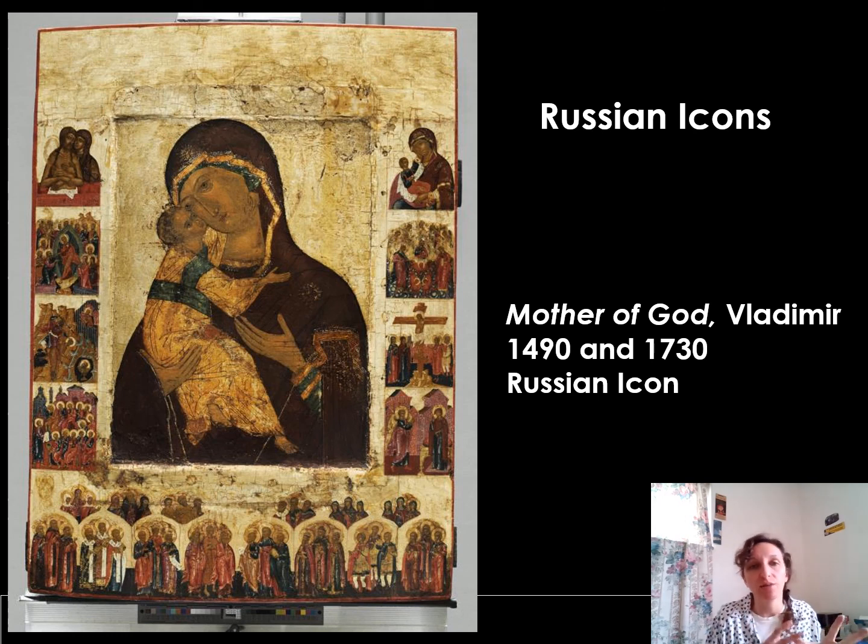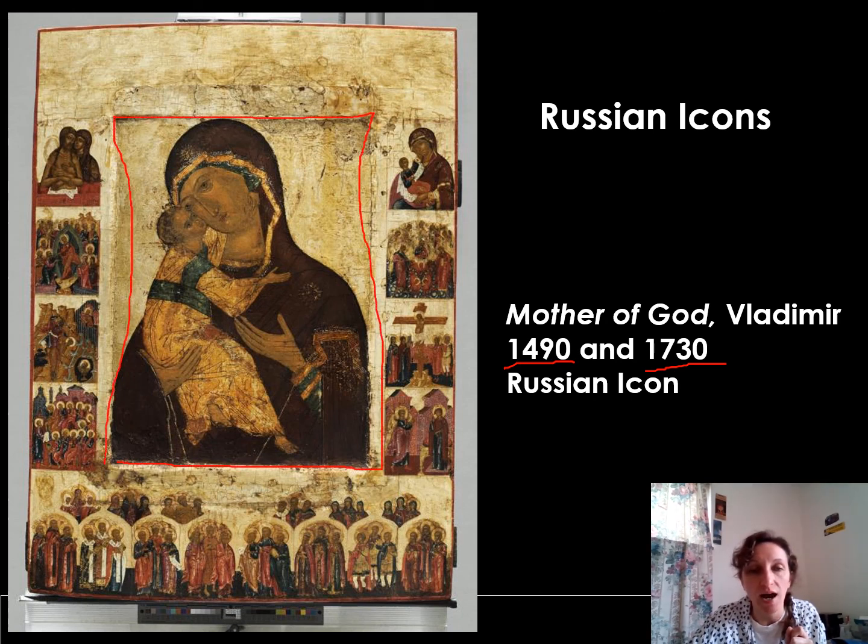So here we have an example of a Russian Orthodox icon that was created in both 1490 and 1730. This icon has an original core here, and then it was added to at a later date. So that frame that goes around it with all those images, that's from 1730. So it's a pretty big time gap.